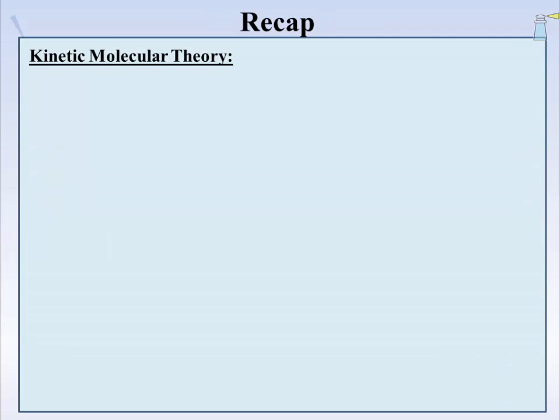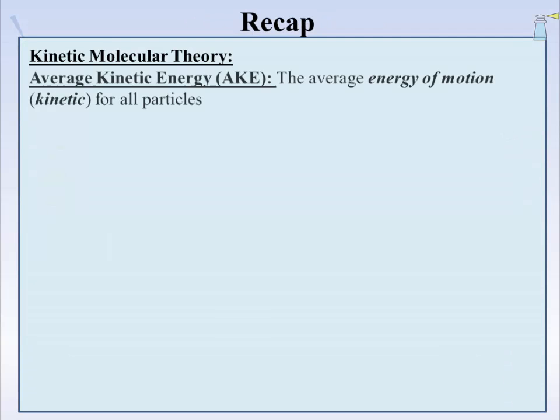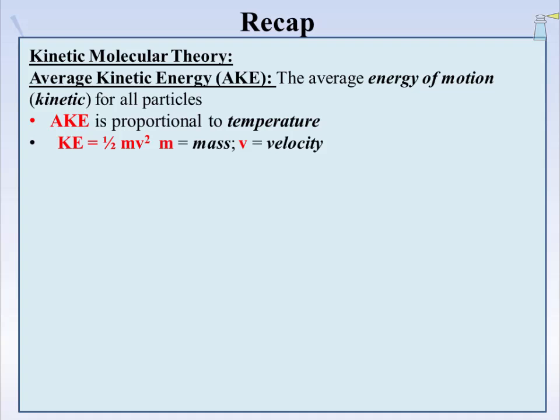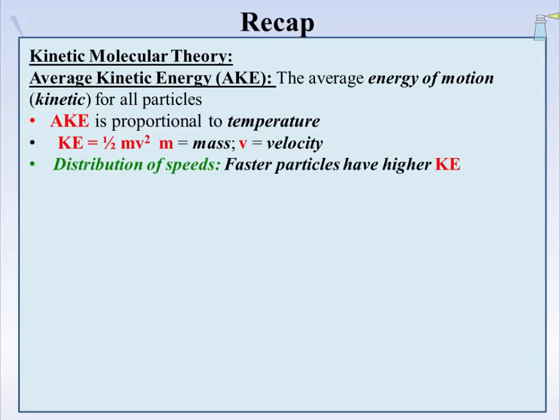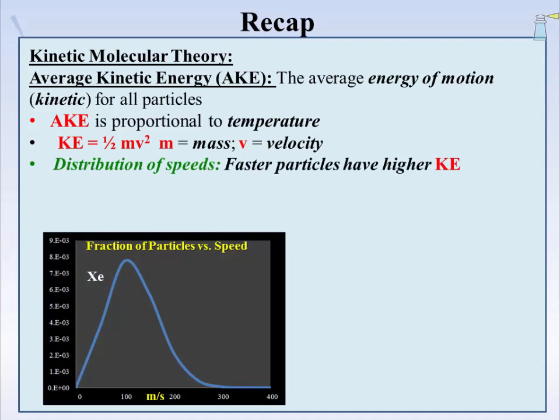We took a deeper look at the kinetic molecular theory of gases and introduced the term average kinetic energy, AKE. It is the average energy of motion for all particles and allows energy to be discussed in terms of motion. AKE is proportional to temperature, since temperature is a measure of heat or motion energy. Kinetic energy is defined as 1/2 mass times velocity squared. The average KE can be estimated by using an average for the velocity of the particles. And it is an average because for any gas, the particles have a distribution of speeds.